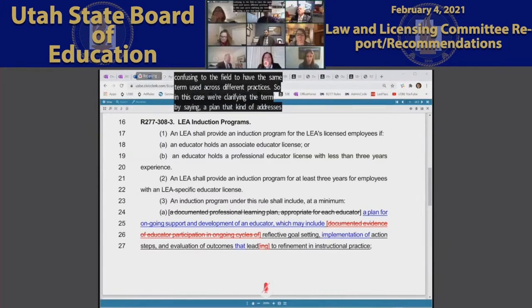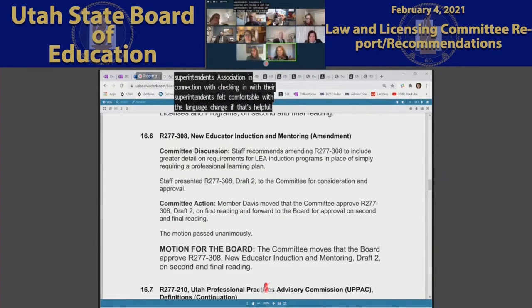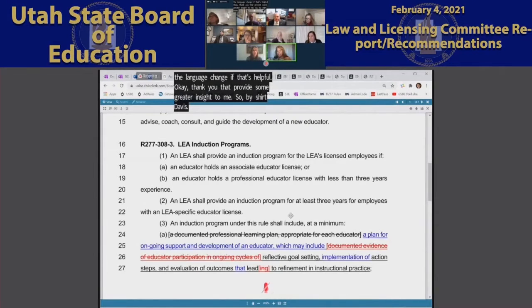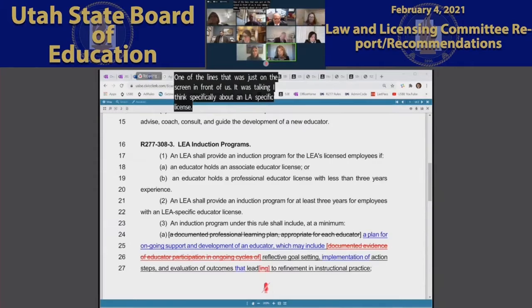Yeah, I just wanted to also point out, in one of the lines that was just on the screen in front of us, it was talking, I think, specifically about an LEA specific license. And so, I think it's important to remember also that an LEA specific license is a person who doesn't have a teaching certificate. And so what this does is encourages some help and support for that person instead of saying, write some goals and go to your room and lock the door and maybe we'll see you in 3 years.